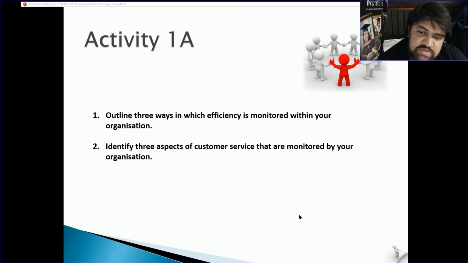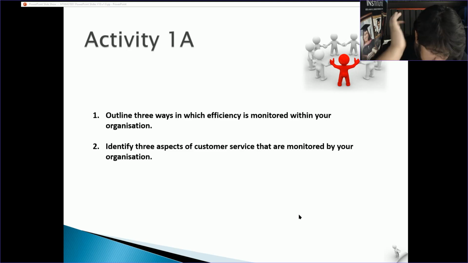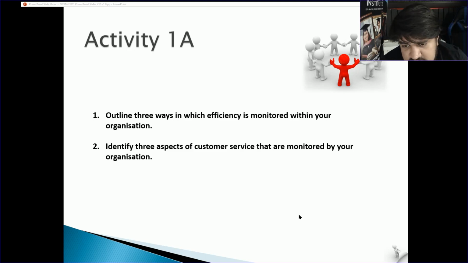Identify 3 aspects of customer service that are monitored by your organization. The 3 aspects in our business are, first, we look at how much time we've taken to complete a dish, and the response time between when we've gotten the order to when the customer has received the food. We're also looking at feedback and reviews, such as on Google, on Facebook, on TripAdvisor, any websites that we're getting feedback on, or even physically if customers are giving us feedback at the counter or at the table.